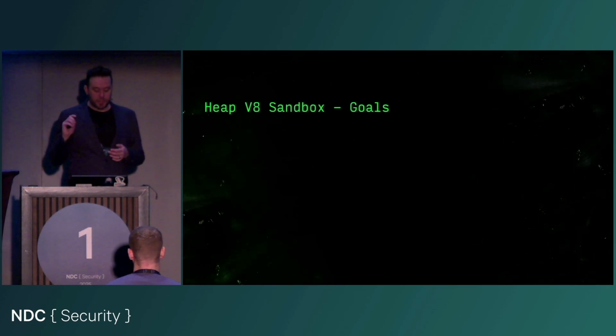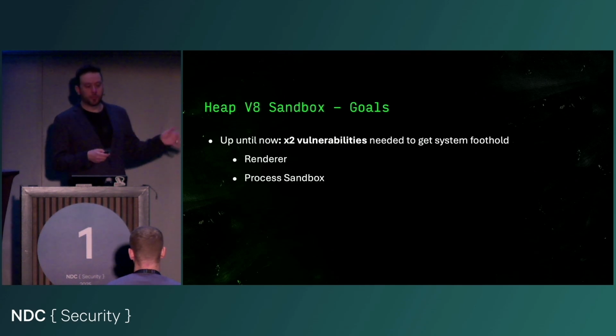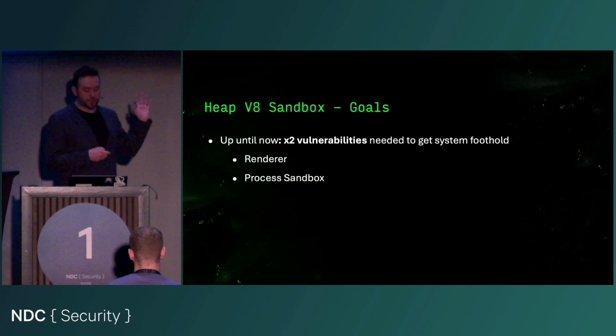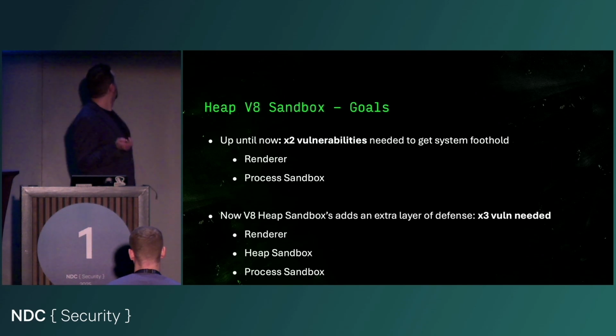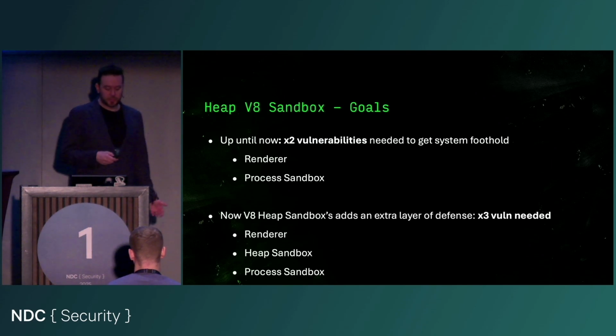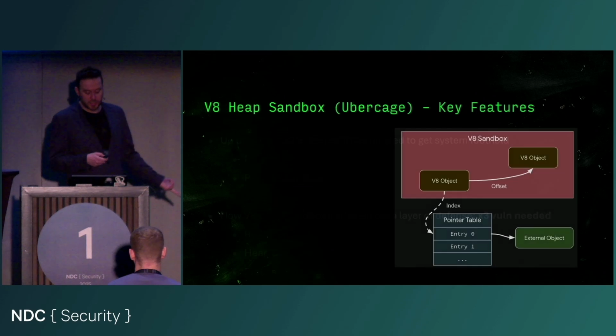So this has been rolled out by Samuel Groß, formerly of Project Zero, now part of Chromium Security. And so as I mentioned earlier, up until 2023, we just needed 2 vulnerabilities to get full remote code execution on a system via browser vulnerabilities on Chrome. So one on the renderer process and one sandbox escape for the process sandbox. Now with the V8 Heap Sandbox, it's becoming more costly. So we need 3 vulnerabilities: 1 on the renderer, 1 heap sandbox bypass, and 1 process sandbox bypass.